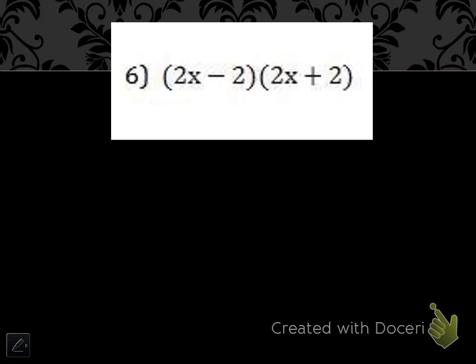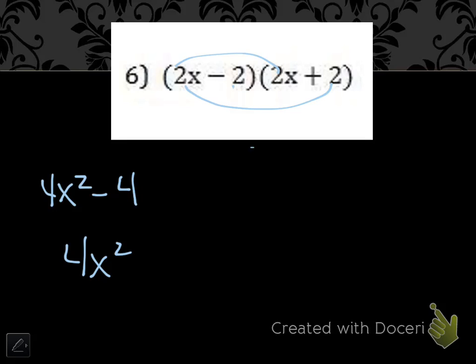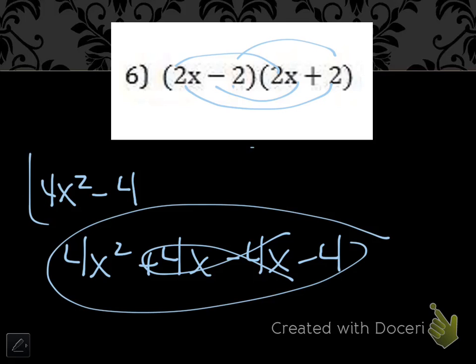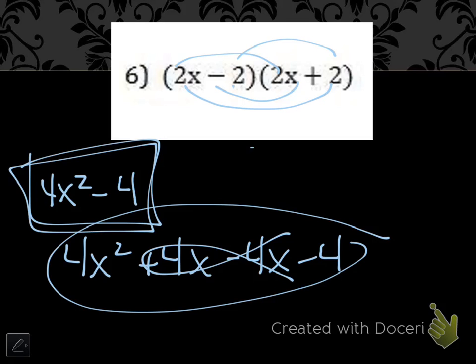Okay, so we can do it again. So multiply our first two terms, we should get 4x squared, and our last two terms, negative 4. Okay, let's double check it by doing the FOIL method. So first, outside, inside, and last. Okay, those eliminate, so our answer then is 4x squared minus 4.